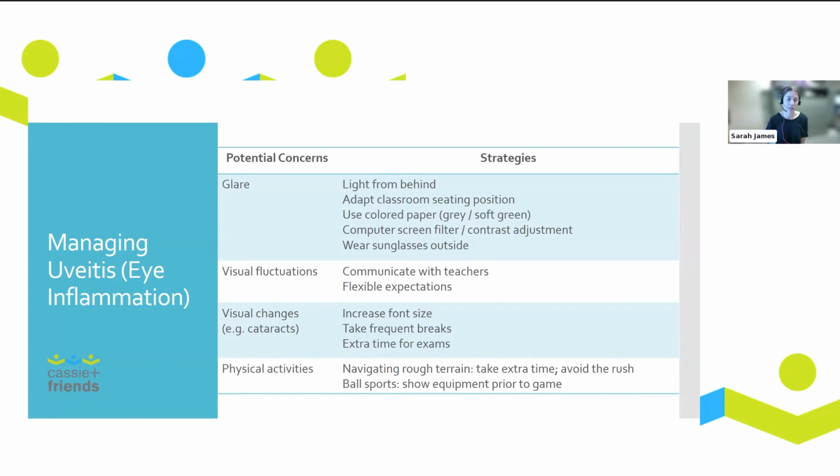Some students may actually have changes in vision due to complications of the uveitis. So things such as increasing the font size on handouts, taking some extra breaks, and having added time for exams can be helpful. There may also be times where some modifications with physical activities may be needed. So having these things in place in case they are needed throughout the year can be best set up early in the school year.